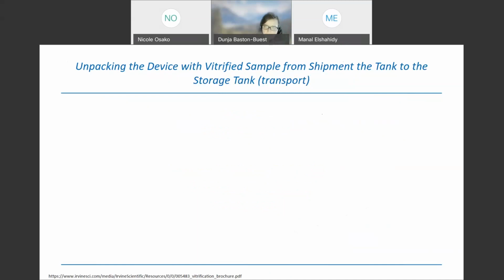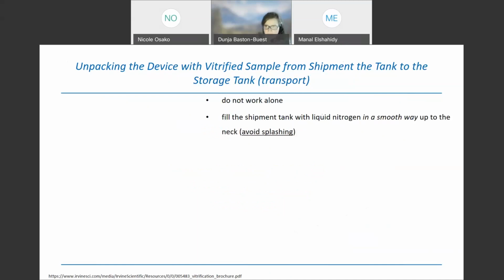So please, first loading, and again, don't work alone. Fill the shipment tank and avoid the splashing so that the specimen might not fall out. And then load a vat or a box with liquid nitrogen. And it's always advisable to have a stock of different vats or boxes in different sizes.